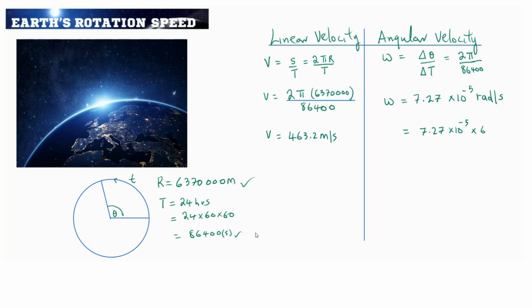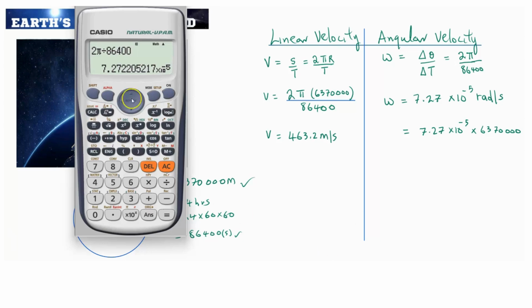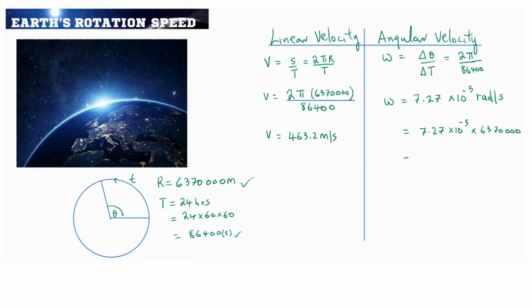We have 6,370,000. Let's input this in our calculator and see what we get. So if we multiply this by the radius of the Earth, we still get the value, which is 463.2 meters per second. And that's how you calculate how fast the Earth is spinning. So we have the linear approach and the angular velocity.